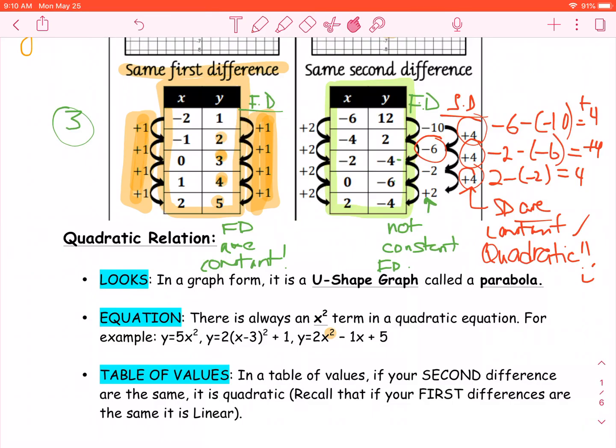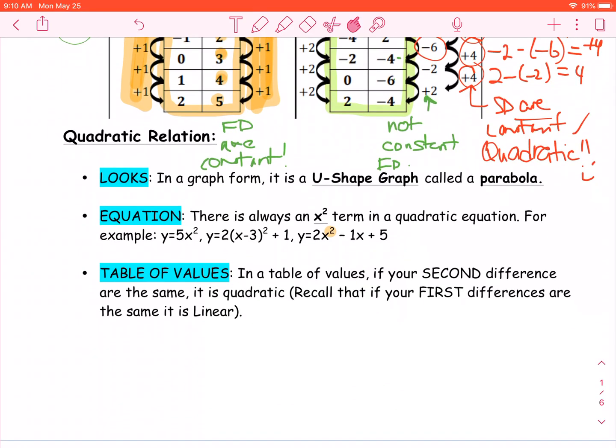So in a nutshell, here are your 3 key main ideas. You can tell a quadratic relation is a quadratic relation in 3 different ways. Visually, in a graph form, it is a U-shaped graph called a parabola. So if you see a U, it's a parabola, meaning it's quadratic. If you see a line, it's linear, therefore not quadratic.